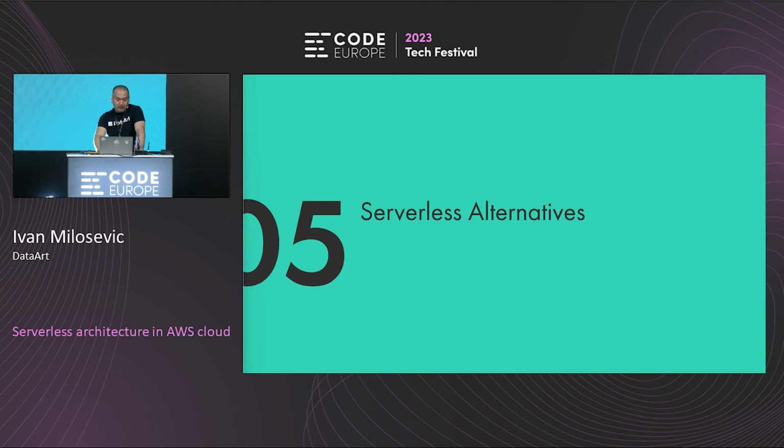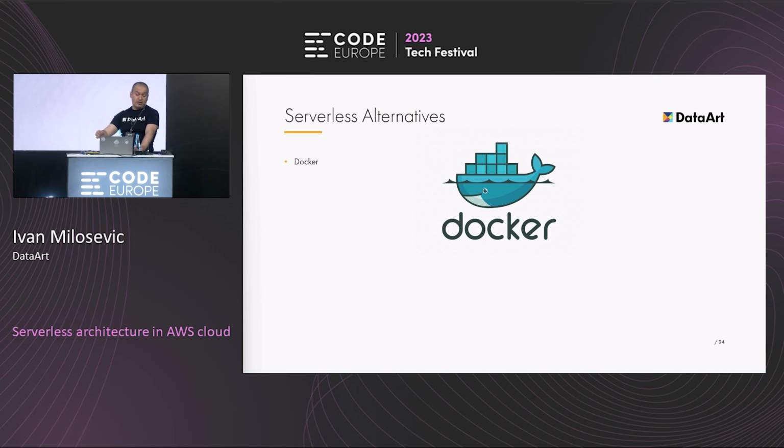Alternatives: what can we do if serverless doesn't work for us? We can do Docker. Yeah, a very popular one. This whale does its own thing. It's better in the sense of supporting different runtimes. Any kind of programming language will do, which is not always the case with serverless.